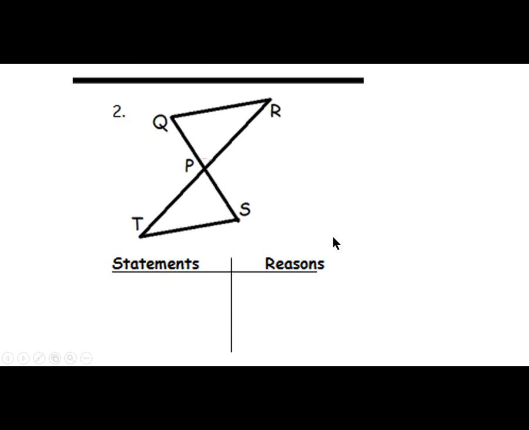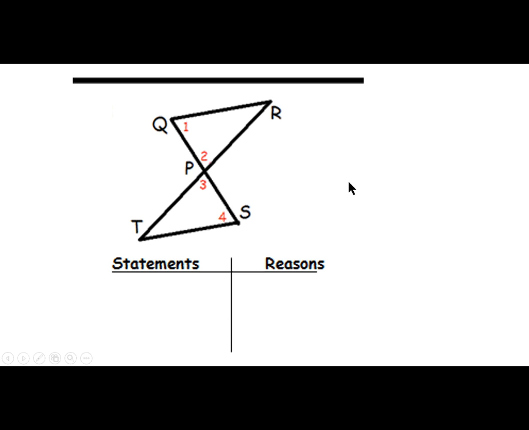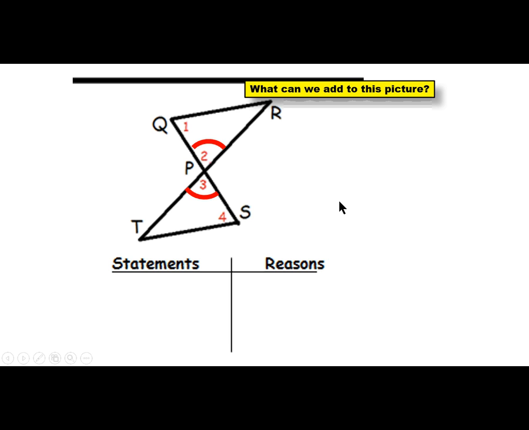For the second one, we have a problem like this, and we threw in some numbers for our angles to make it easier to describe these things. In this problem, we might be trying to prove that triangle QRP is congruent to triangle STP, and we might be given that some sides or angles are congruent, but what we wouldn't be given that we would know has to be true, something we can add to this picture, is that we know angles 2 and 3 are congruent to each other.